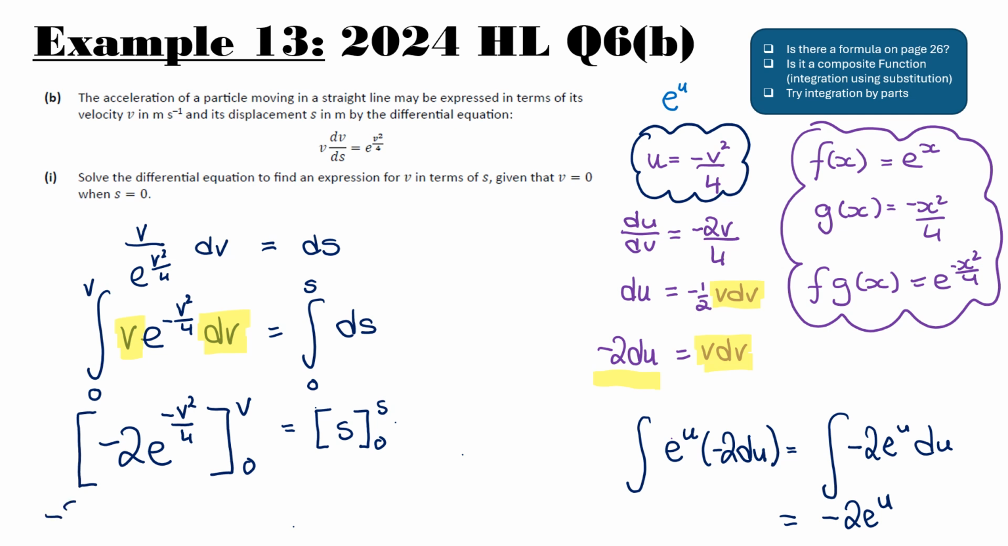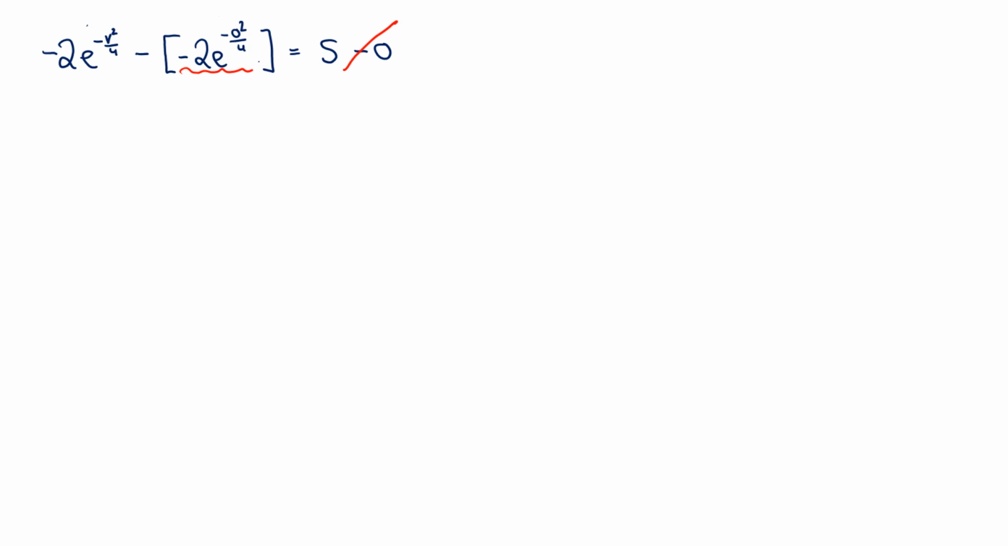So what we get is minus 2e to the power of minus v squared over 4, minus minus 2e to the power of minus 0 squared over 4, is equal to s minus 0. So that's gone. Just be careful. This piece here does not disappear because we have an e to the power of 0, which is actually 1, which gives us a minus 2. So just to give us a little bit more space to work, we get minus 2e to the power of minus v squared over 4, minus a minus, and that gives us a plus 2. Remember, this whole piece here is equal to 1, and that equals s. What we're looking for is v in terms of s.